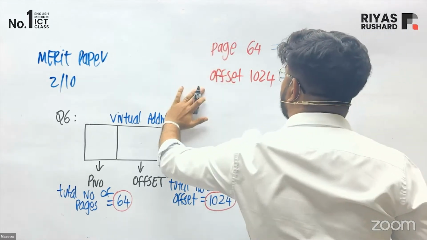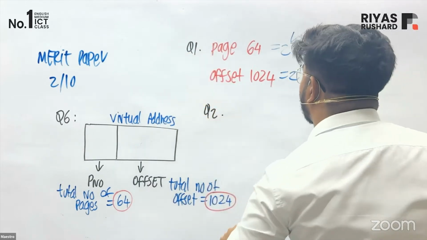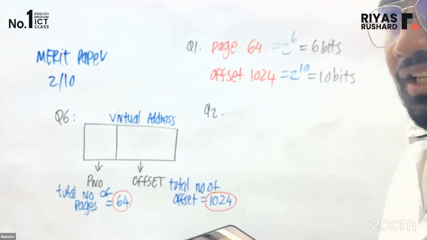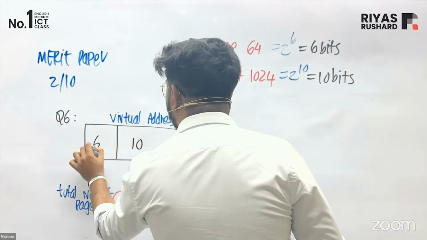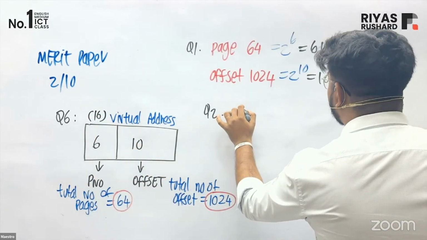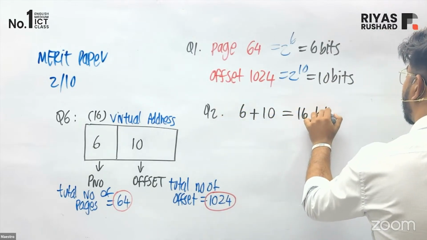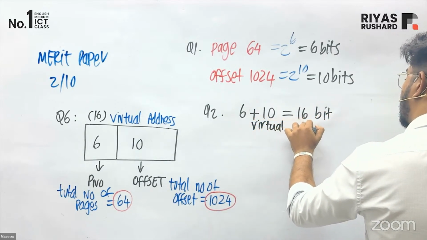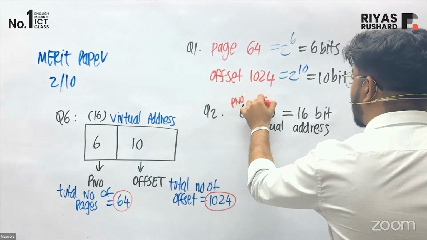Question number 1. Total number of bits in a virtual address. Here, how many bits? 6 bits. Here, 10 bits. Total, you have how many bits? 16 bits. So you will have 6 plus 10 is equal to a 16-bit virtual address. This 6 comes from page number and 10 from offset.